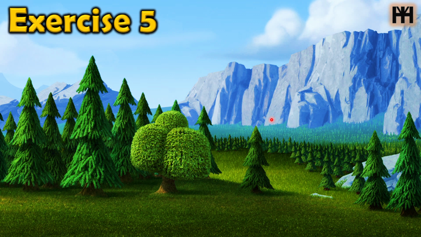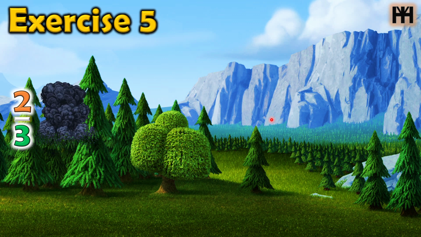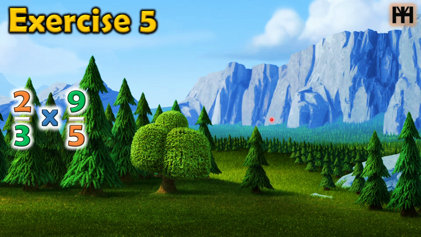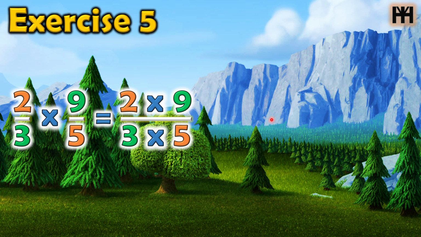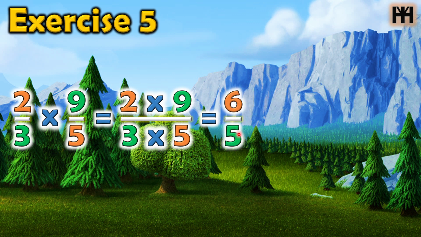Okay, exercise 5. Let's say we have 2 over 3 divided by 5 over 9. Okay, flip. So it's 2 over 3 times 9 over 5. So it's 2 times 9 over 3 times 5. So 2 times 9 is 18, 3 times 5 is 15. Okay, we can divide them both by 3 up and down. So it's 6 over 5.